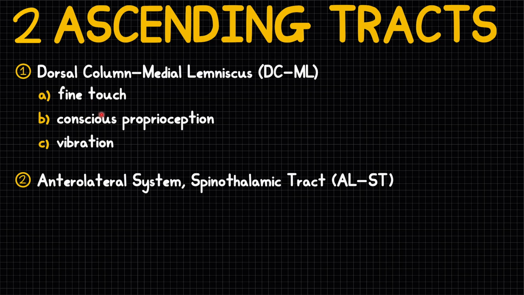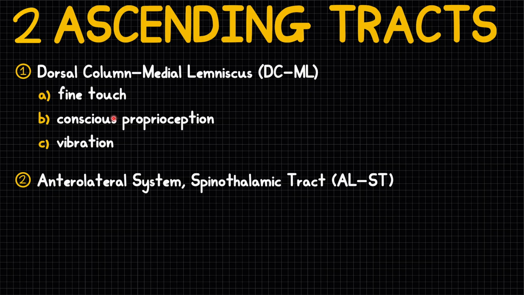The second somatosensation that the DCML pathway mediates is something called conscious proprioception. This refers to your ability to perceive the position of your body. And what does that actually mean? Perceive the position of your body. Let's do an activity together. I want you to close your eyes. Now lift your right arm up into the air.